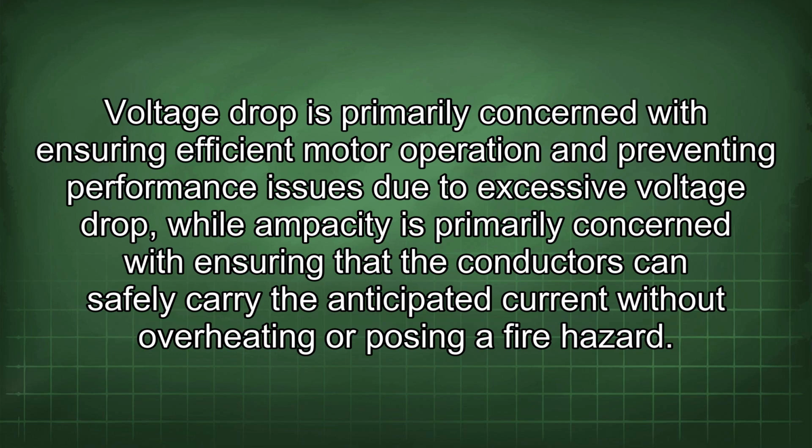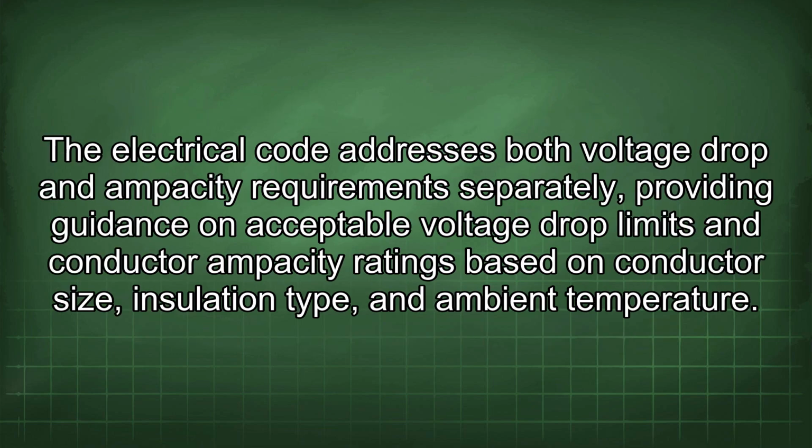Voltage drop is primarily concerned with ensuring efficient motor operation and preventing performance issues due to excessive voltage drop, while ampacity is primarily concerned with ensuring that the conductors can safely carry the anticipated current without overheating or posing a fire hazard. The electrical code addresses both voltage drop and ampacity requirements separately, providing guidance on acceptable voltage drop limits and conductor ampacity ratings based on conductor size, insulation type, and ambient temperature.